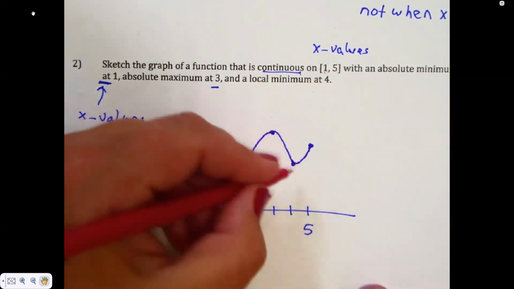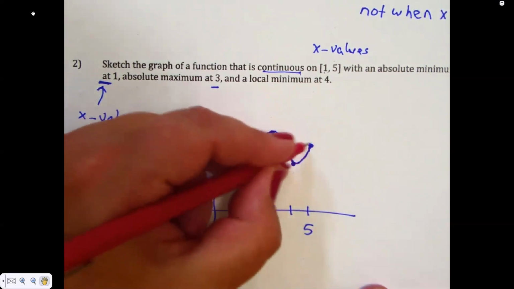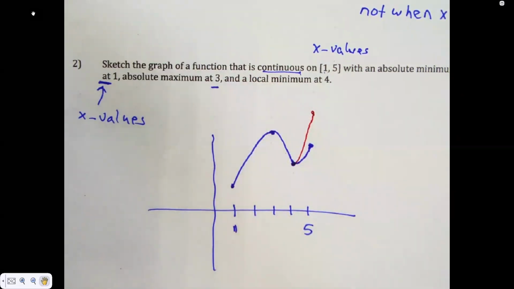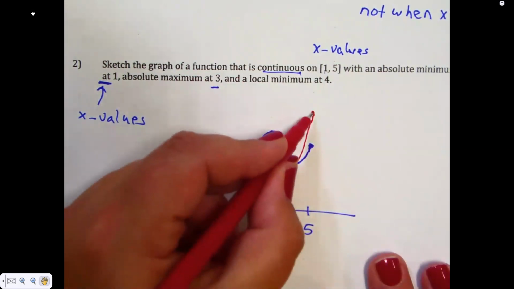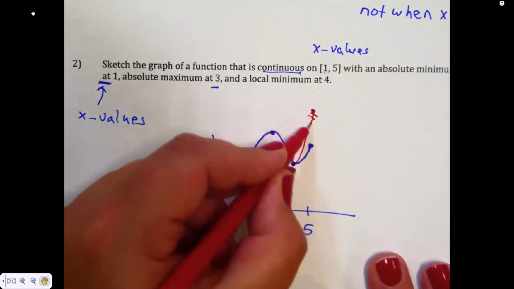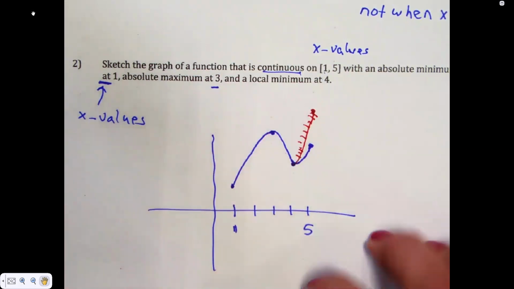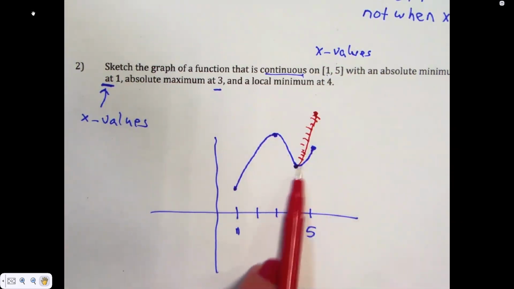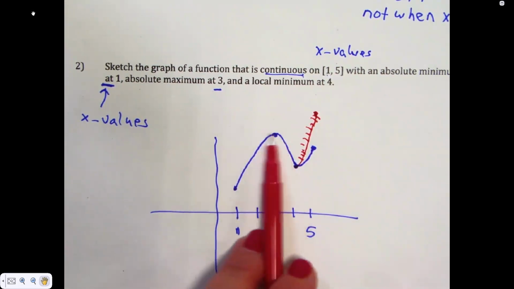Why would it be wrong if I was too general with this point and I put it up here? What's wrong with this? I've changed my absolute max. Okay, you just kind of have to read it as you go. You can always erase, so do it in pen. But yeah, this would be too high. This would now be my absolute max. Something in between there causes this to be a local minimum, but that still is my maximum.